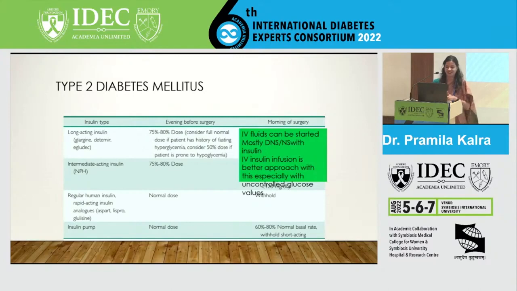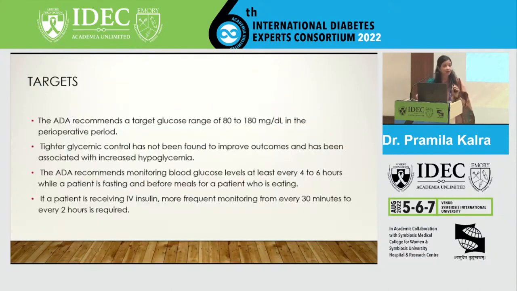No. Okay. So the target for the perioperative period, as per the ADA, is like 80 to 180. Tighter glycemic controls have not been found to improve the outcomes in most of the situations, and we have to check the glucose values at least every 4 to 6 hours. If the patient is on IV insulin infusion, then frequent monitoring, 30 minutes to 2 hourly, depending on the clinical situation, has to be done.